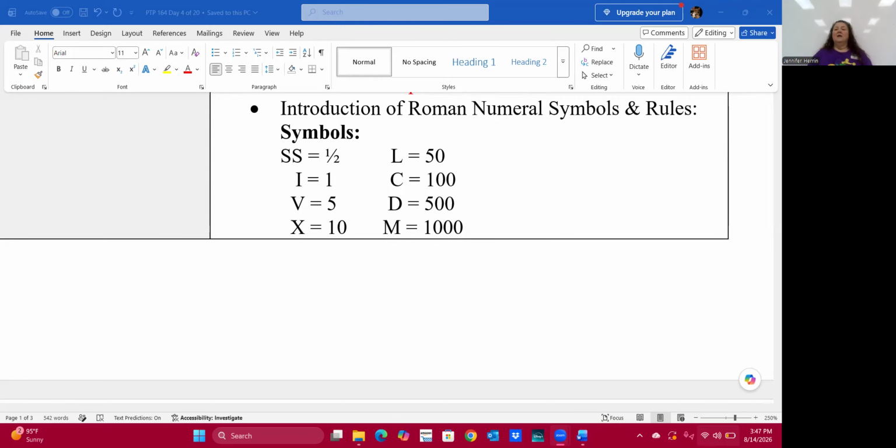So SS is our SIG code for 1/2, and again, that is actually the Roman numeral for 1/2. An I represents the Arabic number 1. A V represents the Arabic number 5. An X represents the Arabic number 10. An L represents the Arabic number 50. A C represents the Arabic number 100. A D represents the Arabic number 500. And an M represents the Arabic number 100.